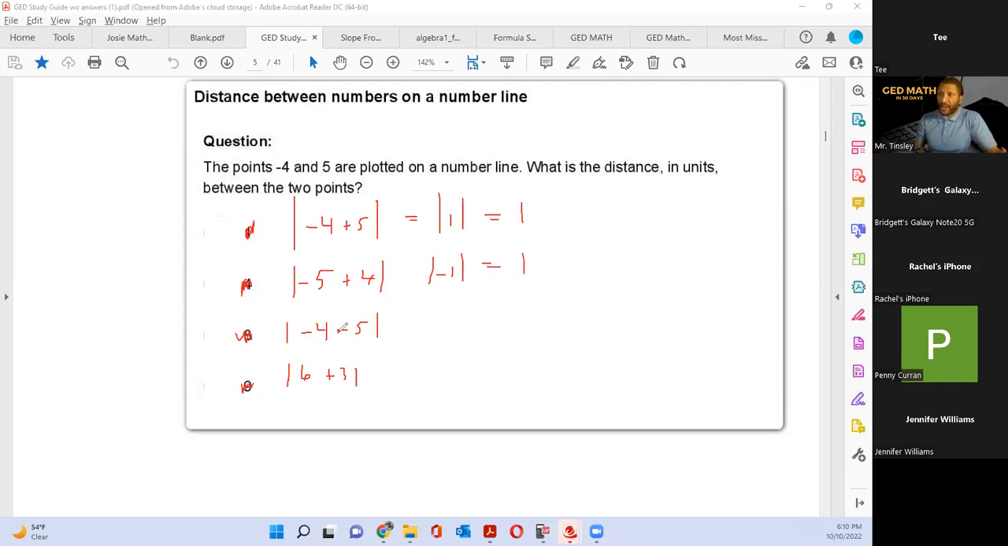The absolute value of -4 minus 5, again, you do what's inside the brackets. Absolute value of -9 is 9. So right there, we already know the distance between the two numbers is 9. Now we want to select the one that gives us 9, which will be that right there. It's that third option. Got me?